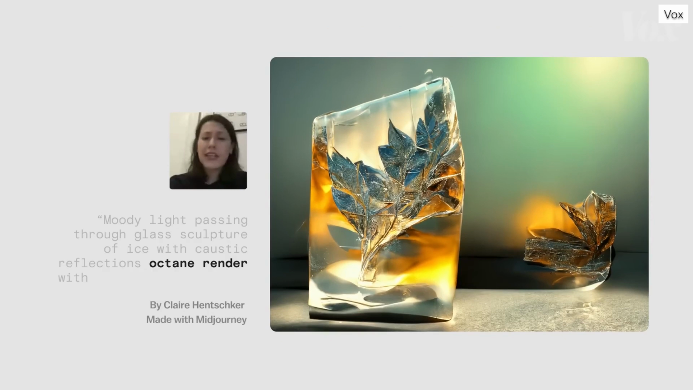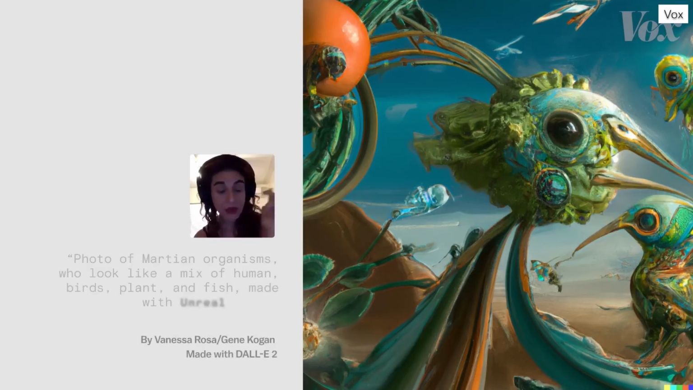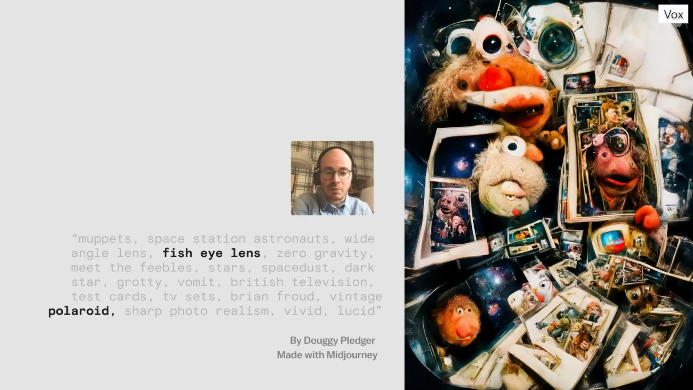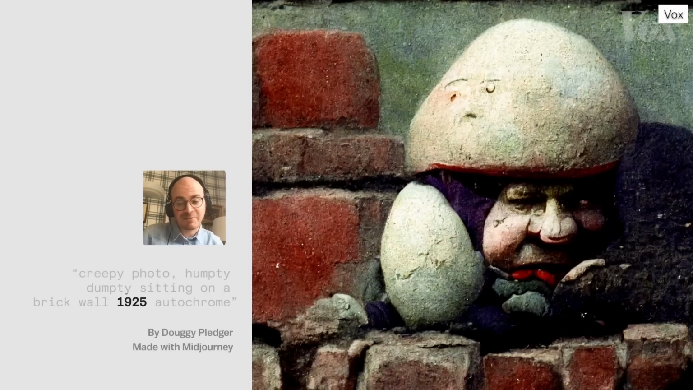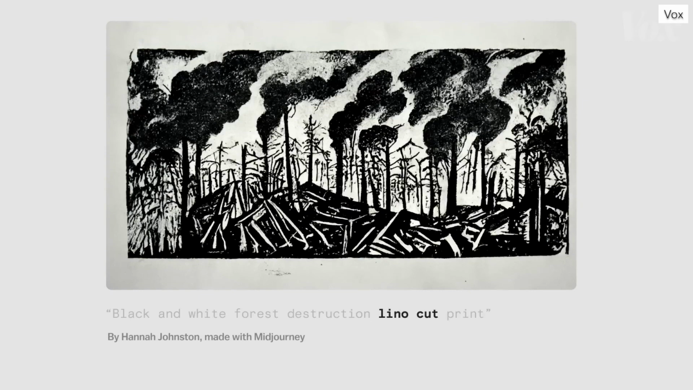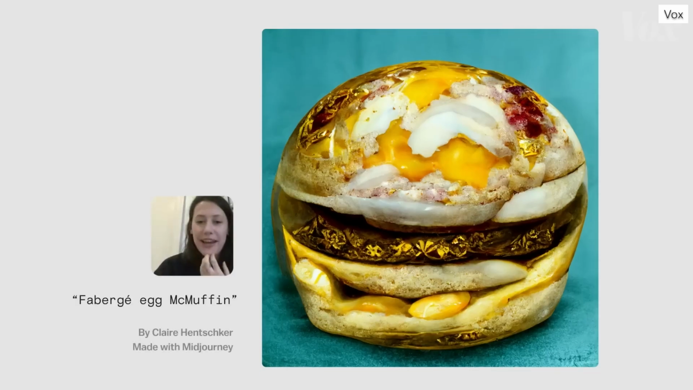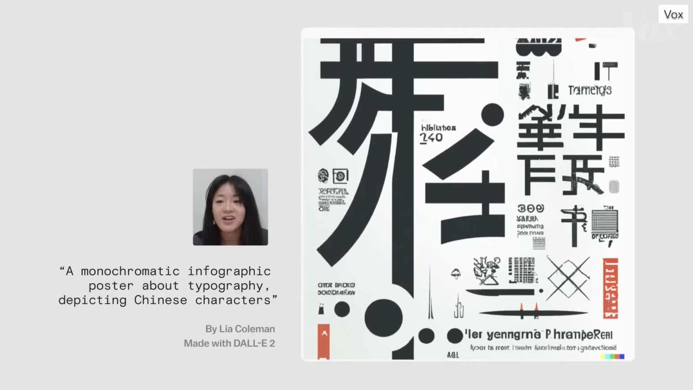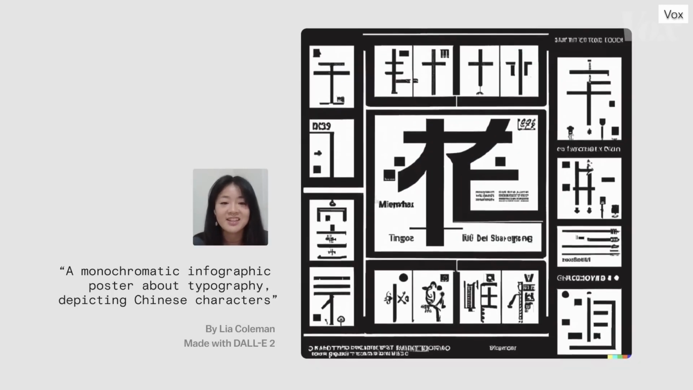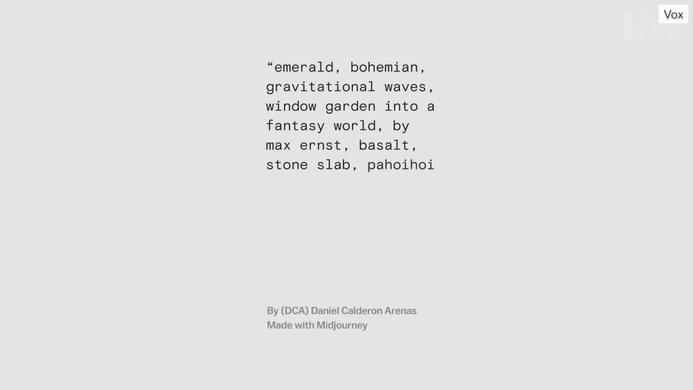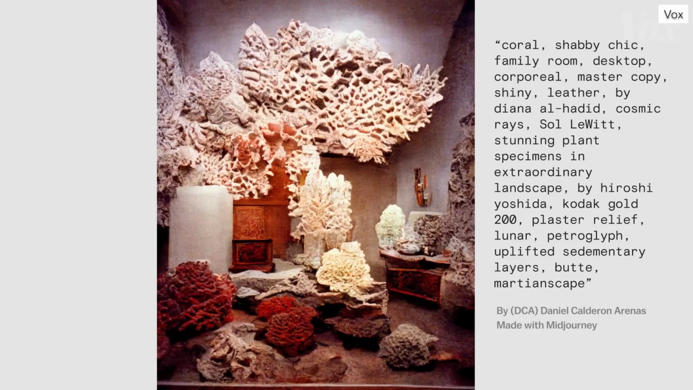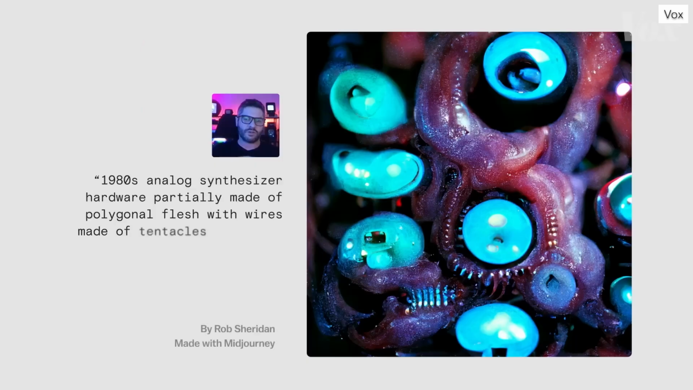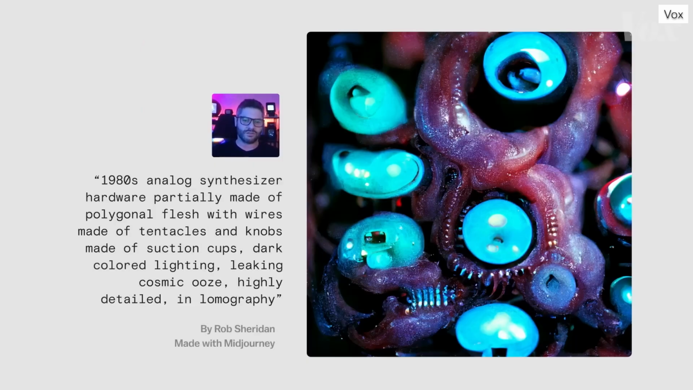You can say Octane render, Blender 3D. Made with Unreal Engine. Certain types of film lenses and cameras. 1950s, 1960s. Dates are really good. Lino cut or wood cut. Coming up with funny pairings like Fabergé Egg McMuffins. A monochromatic infographic poster about typography depicting Chinese characters. Some of the most striking images can come from prompting the model to synthesize a long list of concepts. It's kind of like having a very strange collaborator to bounce ideas off of and get unpredictable ideas back.